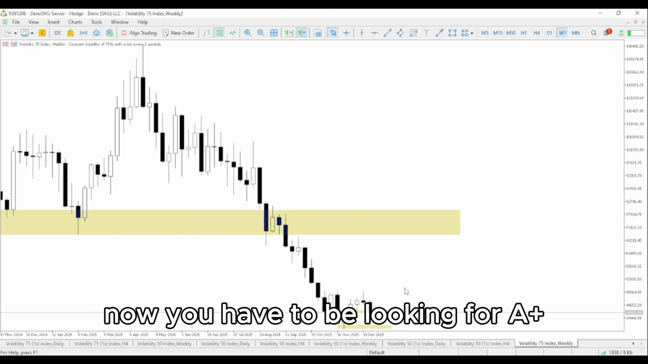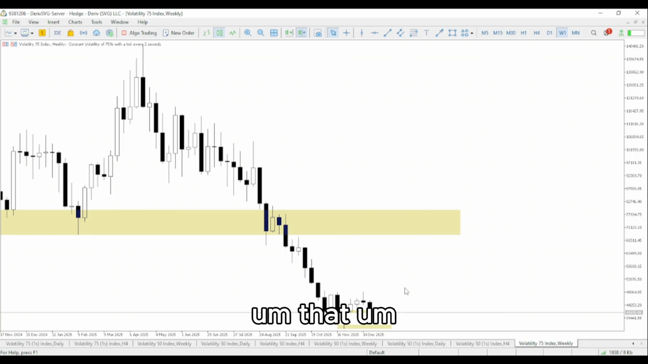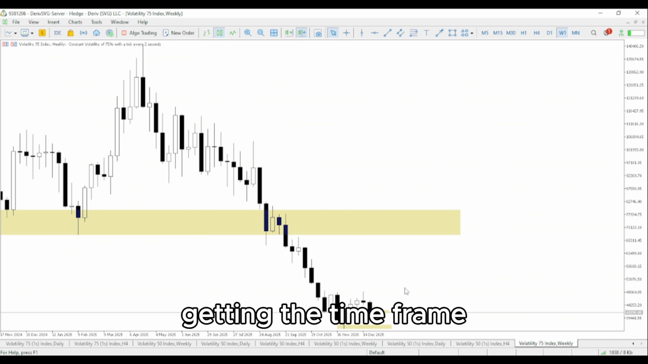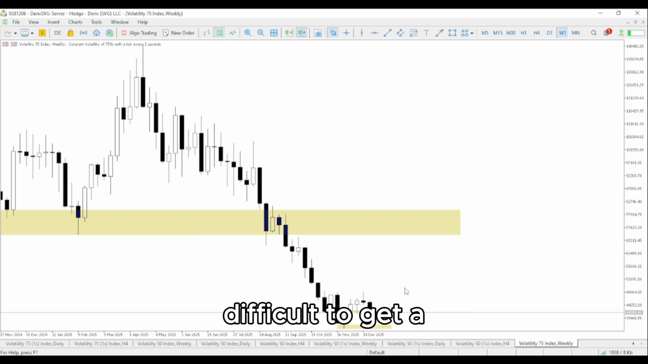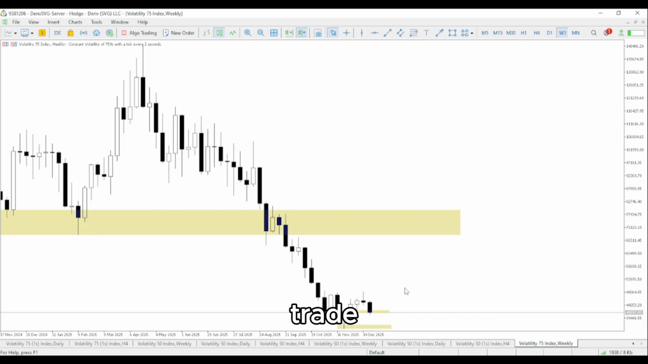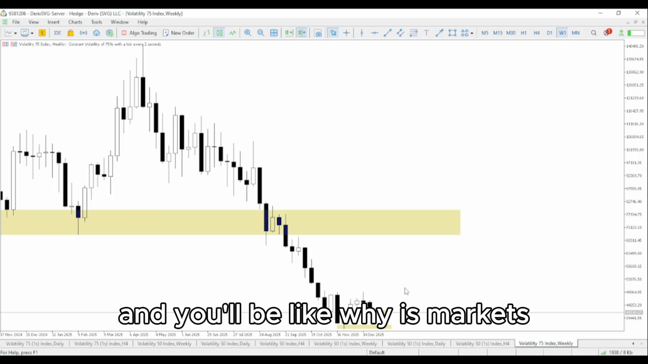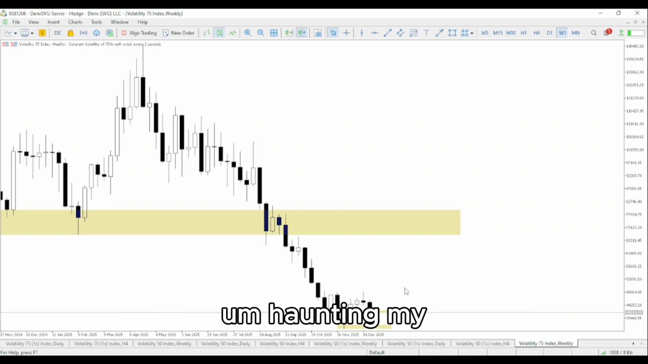Now you have to be looking for an A plus setup. This is what will give you that roadmap to that A plus setup. Because without time frame alignment, you find it difficult to get an A plus setup. You find that you always take the wrong trade, trades that go against you and hit your stop loss all the time, and you'll be like, why is the market hunting my stop loss all the time?